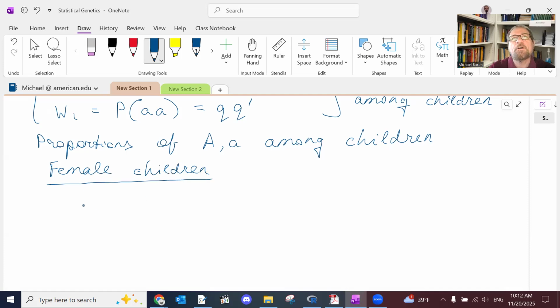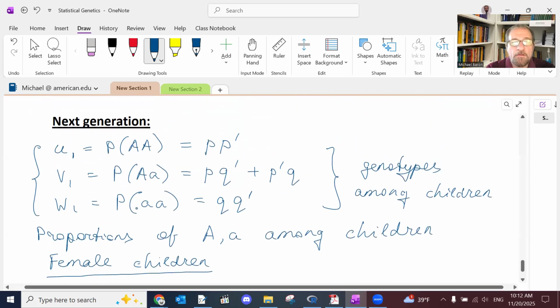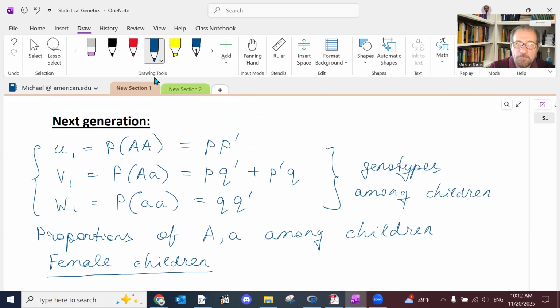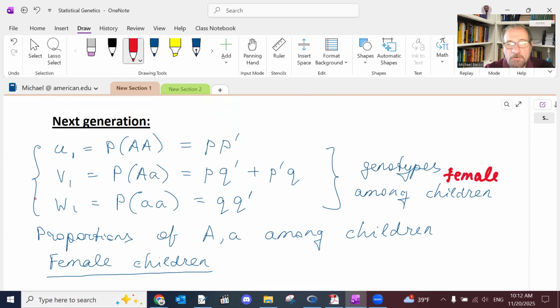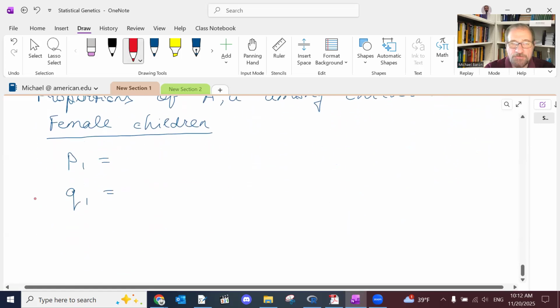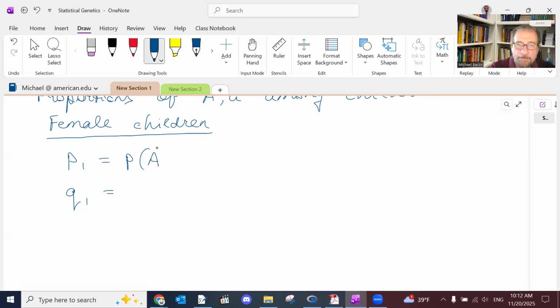They can have P1, Q1. So what will happen? And these also, by the way, when we talk about pairs of genes, we're also talking about female children. So that's about the distribution of genotypes among female children. We're talking about female children, right? So we know the probability of dominant genes is U1 plus half of V1.